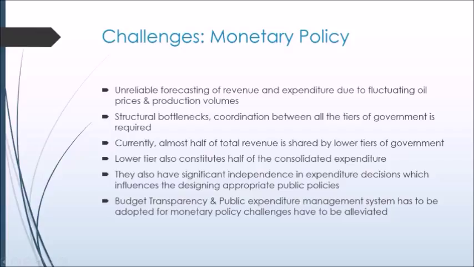According to the current revenue sharing formula, almost half of the total revenue is allocated to lower tiers of the government that are also responsible for more than half of the total government expenditure. Lower tiers have significant independence in taking their expenditure decisions, thereby influencing the implementation and design of the fiscal policies. Budget transparency and a public expenditure management system have to be adopted for the monetary policy challenges to be alleviated.